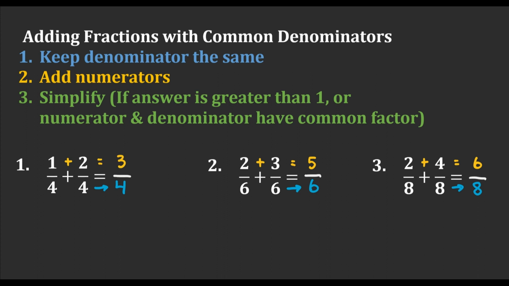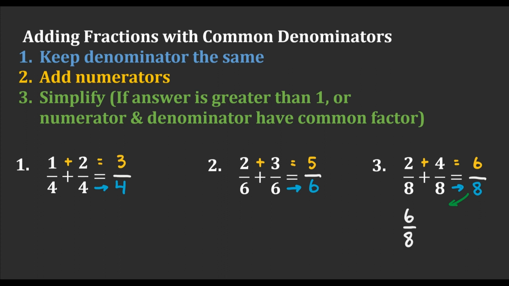And now this is one that we can simplify. It is still less than 1, since 6 in our numerator is smaller than 8 in our denominator. So it doesn't meet the first condition, but it does meet the second, where the numerator and denominator have a common factor. And so for the sake of running out of room, let's rewrite that 6/8 down here.